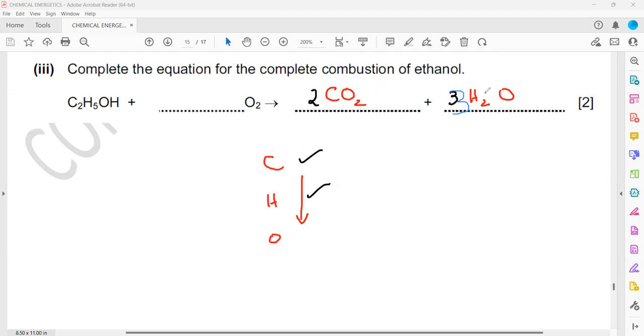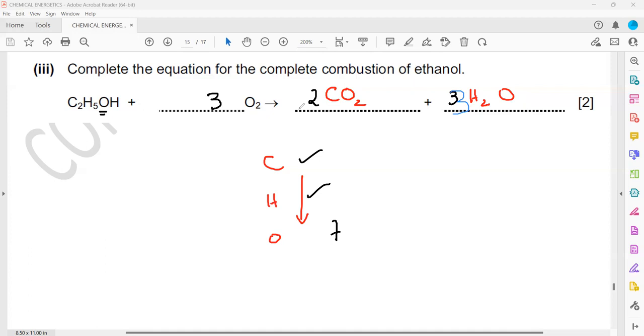Now about oxygen. 2 multiplied by 2, 4, and plus 3, 7. So there are 7 oxygen on the right hand side. So there should be 7 oxygen on the left. 1 is already there. So what should I do? I should put 3 because 3 multiplied by 2 makes 6 and 6 plus 1 makes it 7.